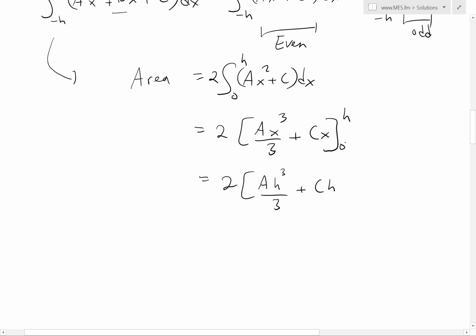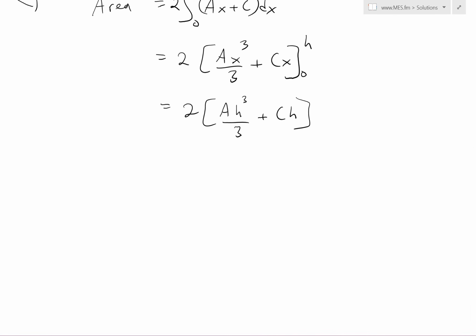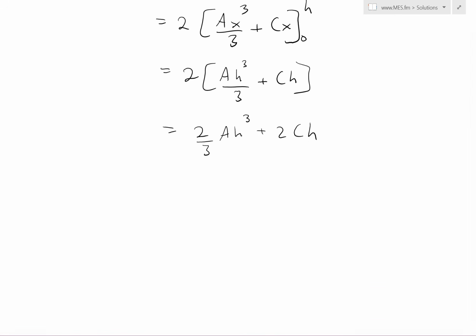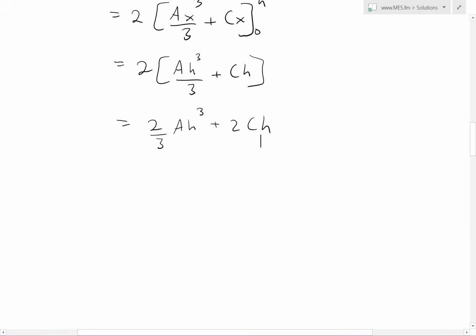Now if you plug in the 0, we just get 0 everywhere, so we can ignore that. So we have this, and now what I'm going to do is multiply this inside, and I'll show you why. So 2 over 3 h cubed plus 2ch. This is because later down I'm going to replace part of this equation, and you'll see why I'm doing this in a bit.